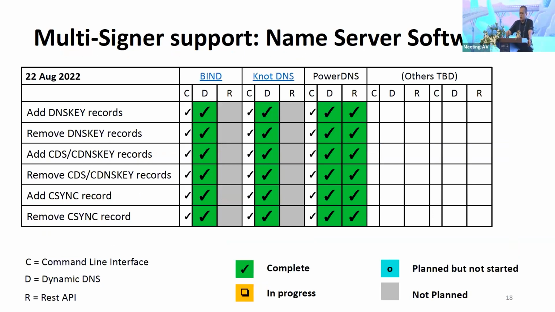This first table shows the state of support for the multi-signer API features across a set of open source DNS implementations, and as you can see, the situation looks very good. The three I've listed here, BIND, CoreDNS, and PowerDNS, have an almost complete set of support for it, mostly through the use of dynamic update. However, PowerDNS in addition supports a REST API interface for these functions.